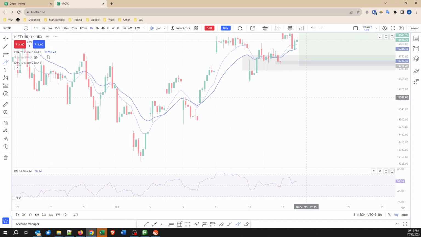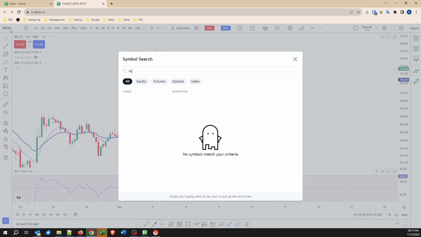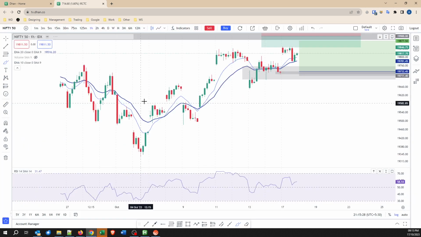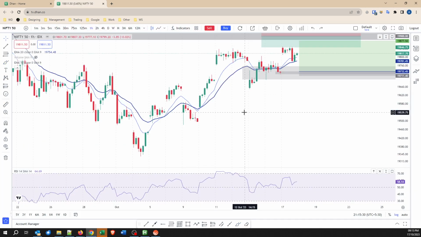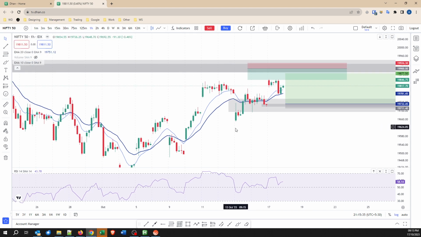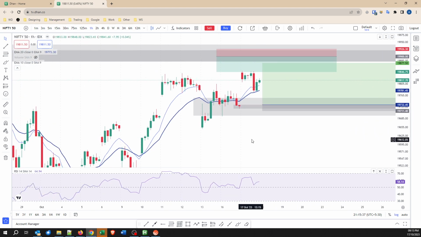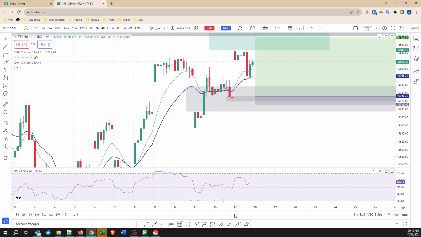One moment, I think it changed. And the same is continuing until now. So this was the latest market structure.